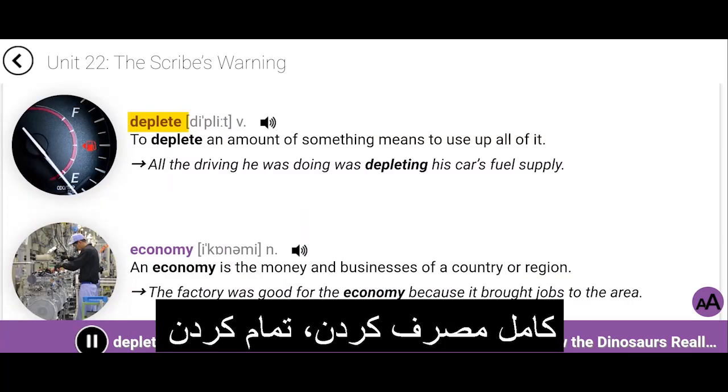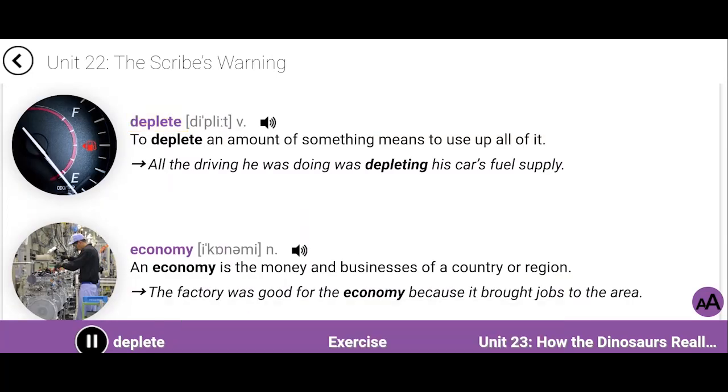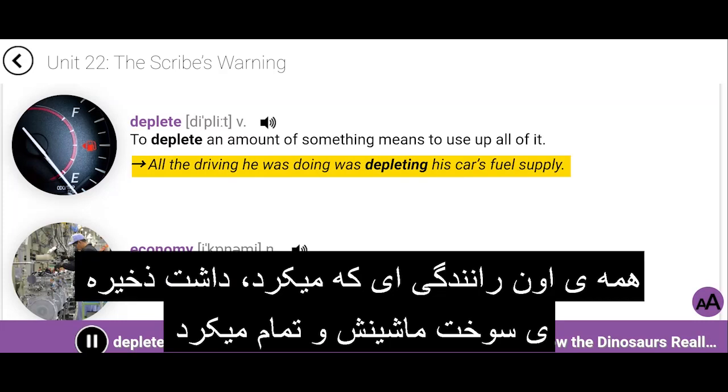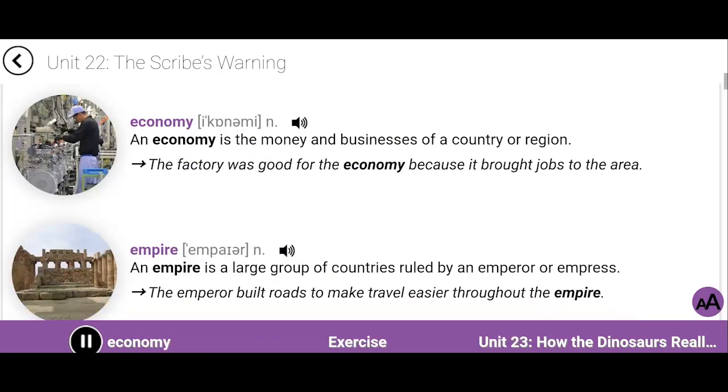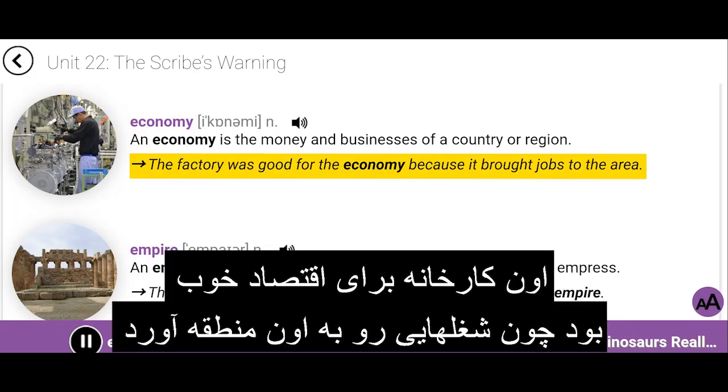Deplete. To deplete an amount of something means to use up all of it. All the driving he was doing was depleting his car's fuel supply. Economy. An economy is the money and businesses of a country or region. The factory was good for the economy because it brought jobs to the area.